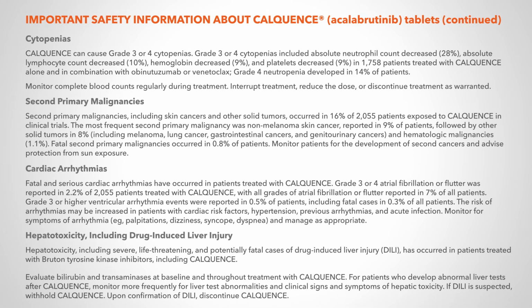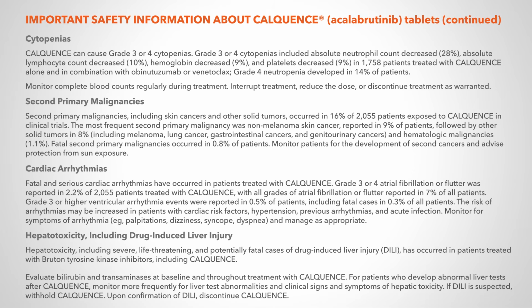Cardiac arrhythmias. Fatal and serious cardiac arrhythmias have occurred in patients treated with CALQUENCE. Grade 3 or 4 atrial fibrillation or flutter was reported in 2.6% of 1,764 patients treated with CALQUENCE, with all grades of atrial fibrillation or flutter reported in 7% of all patients.